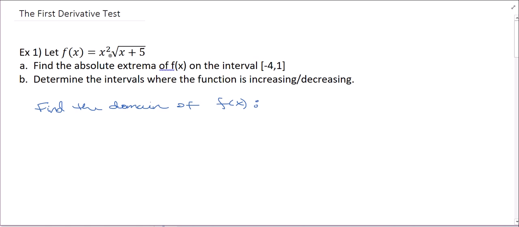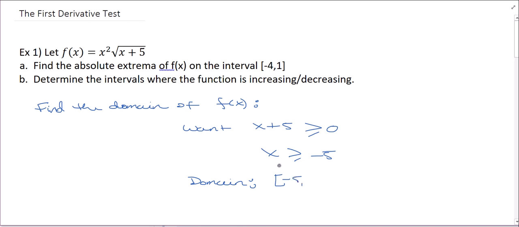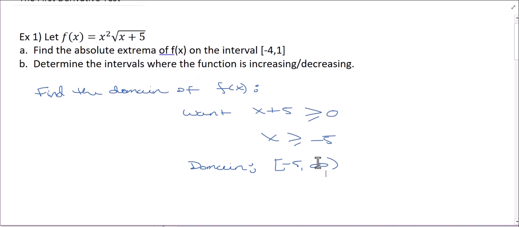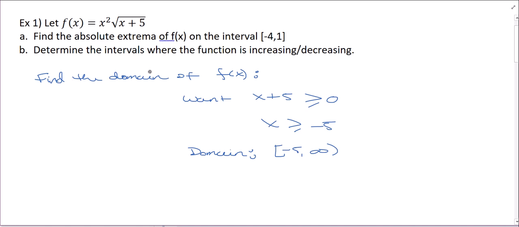Square roots, we can't take the square root of a negative number, so we want the inside of the square root to be greater than or equal to 0, right? The square root of 0 is 0, so we can take the square root of that, and then we want anything in here to be positive. So that means that x has to be greater than or equal to negative 5. So the domain of f is from negative 5 included all the way to infinity. So the interval negative 4, 1 is definitely in the domain. So we are okay in terms of the domain.